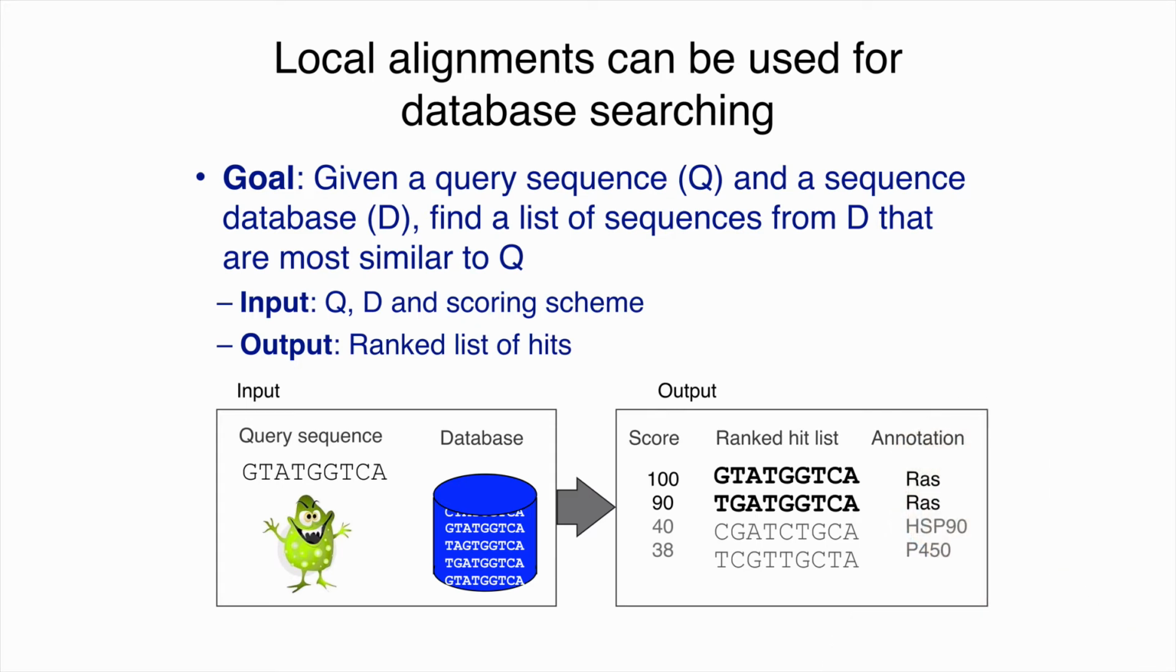So the output from these database searching methods will be a ranked list like the one shown here, where we can infer something about the most similar sequences and what that might mean for our query sequence. So in this case, for example, our query is more likely to be a RAS protein rather than a heat shock protein, a HSP90 or a P450 protein, for example.